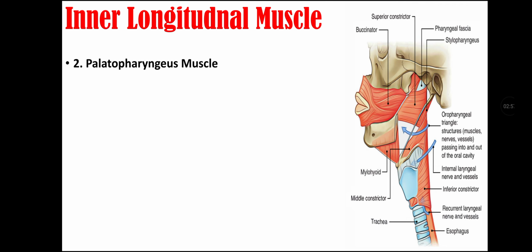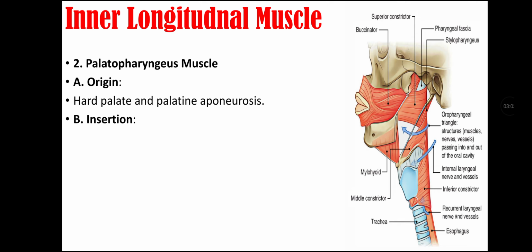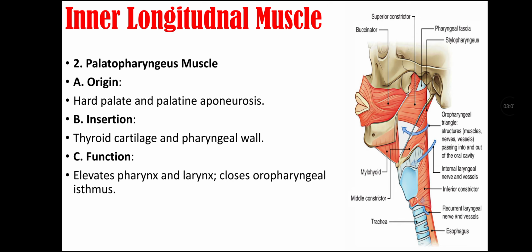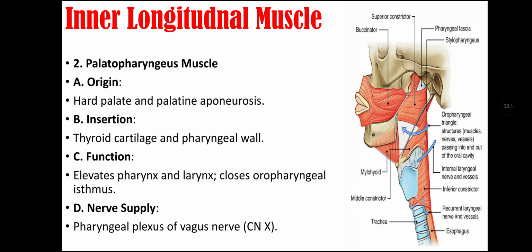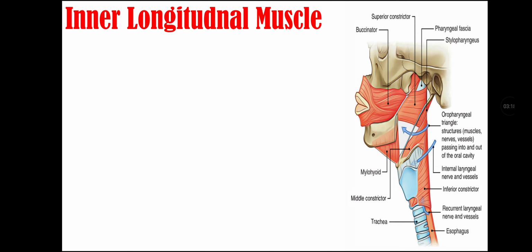Second inner longitudinal muscle is palatopharyngeal muscle that originates from hard palate and palatine aponeurosis. It is inserted in thyroid cartilage and pharyngeal wall. Its function is to elevate pharynx and larynx. It closes oropharyngeal isthmus. It is supplied by pharyngeal plexus of vagus nerve, that is 10th cranial nerve.